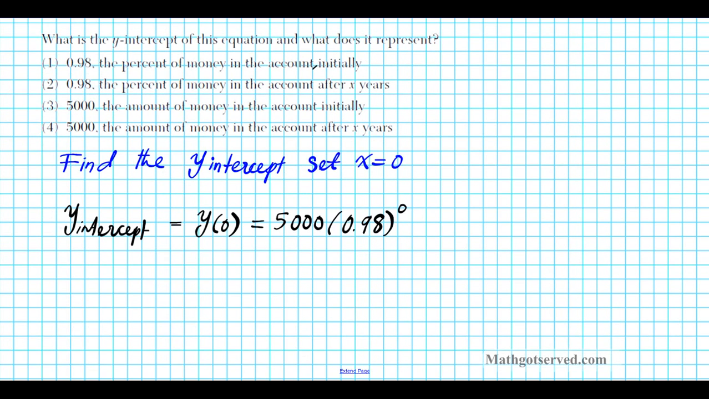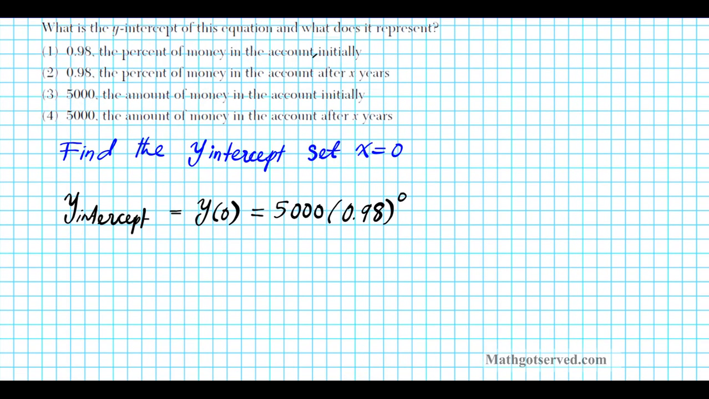Okay? So if we evaluate this, then we know what the y-intercept is. Then we'll talk about the significance after that. So let's go ahead and evaluate this expression when x is 0. So we have 5,000. 0.98 to the 0 power is 1. You remember any number other than 0 raised to the 0 power is 1. So we have 5,000 times 1 is 5,000. Okay, so that's the amount of money when x is equal to 0. So we can eliminate options 1 and 2.